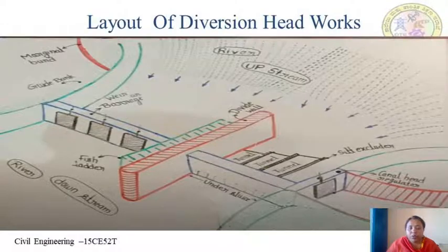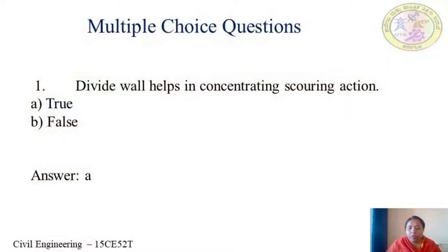With this, we come to the end of today's session, and now we shall have a small multiple choice question test. So the first question is, divide walls help in concentrating scouring action. The options given here are, A true, B false.